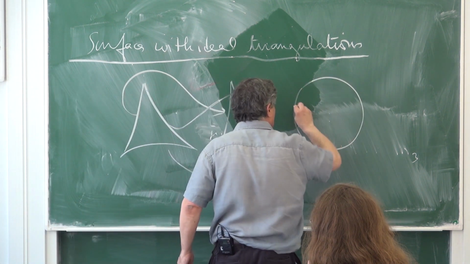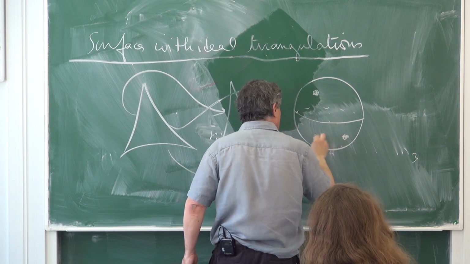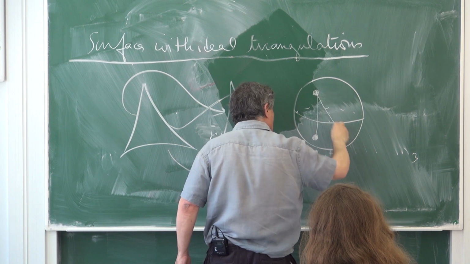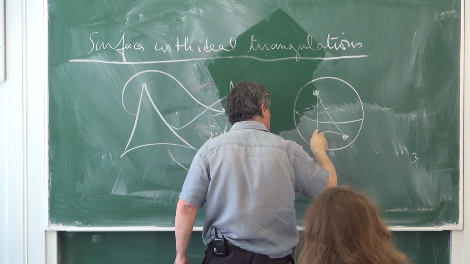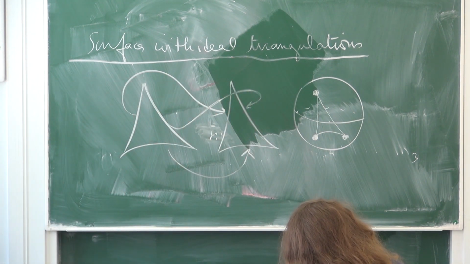Well, topologically, it's a sphere with three distinguished points. This is, well, three holes, a sphere with three holes. This is the first triangle. The other triangle is the complement of this one.